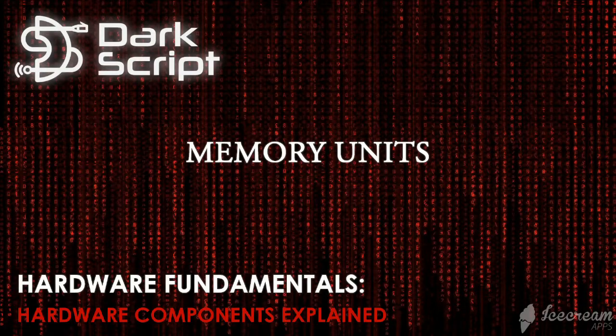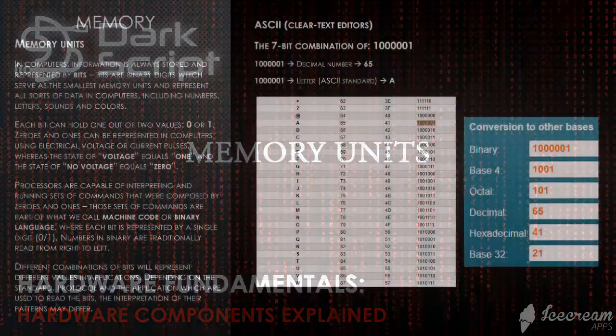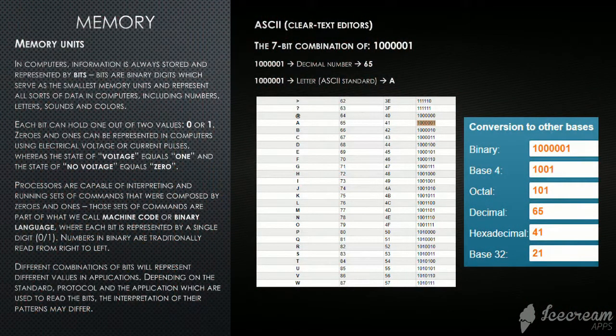Now let's start talking about memory units and how different memory structures can represent different types of data. In computers, information is always stored and represented by bits. Bits are binary digits, which serve as the smallest memory units and represent all sorts of data in computers, including numbers, letters, sounds, and colors. Each bit can hold one out of two values, either 0 or 1.